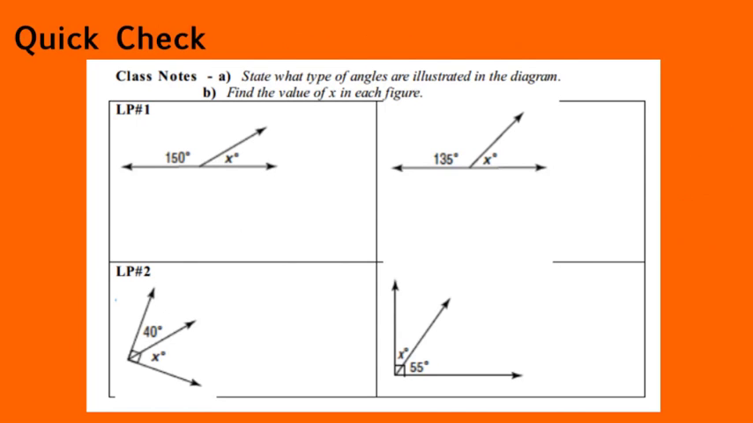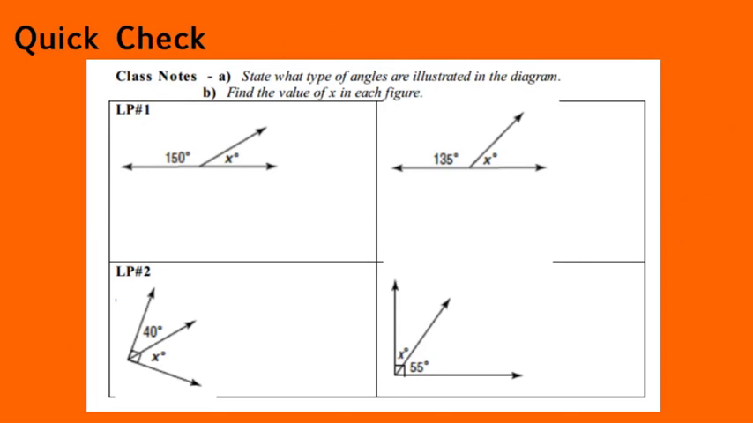Okay, so just a real quick check for understanding. You can do these right on your notes and follow along. Notice I want you to do two things for this. Number one, state what type of angles are being illustrated, or at least it looks like they are. And then find the measure of x in the diagram as well.